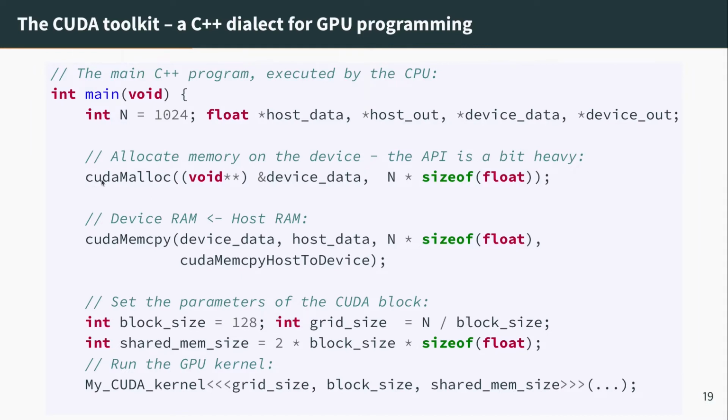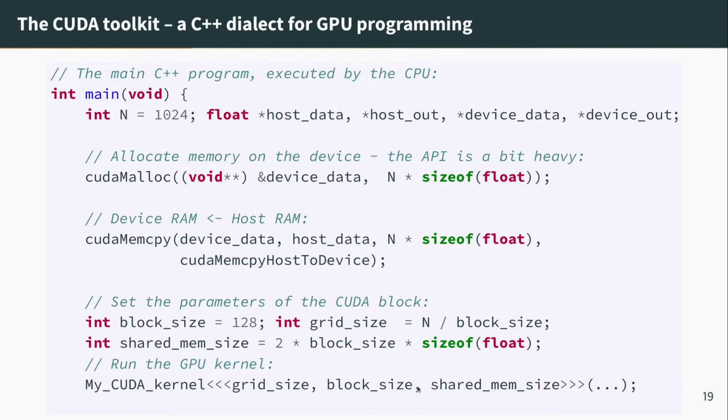Where you say, I want to allocate memory on the device. I want to allocate an array which is large enough to store like 1024 float numbers. Then you can copy information from your host RAM to the device RAM. And then you just specify the number of blocks that you want to use, how many workers per block you want to use, and then using the syntax, you execute your CUDA kernel on your input parameters.